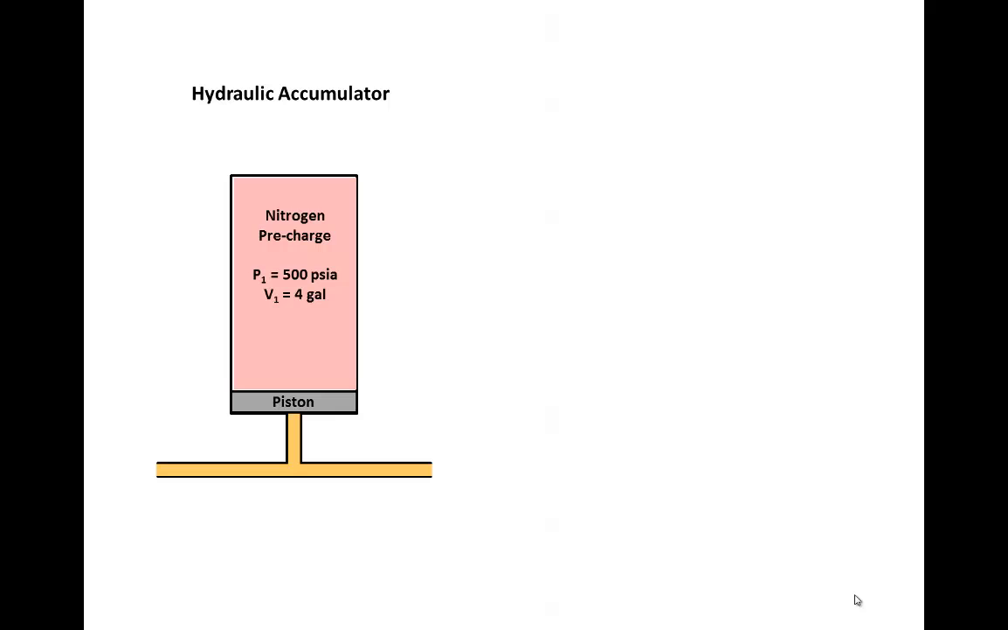There's a nitrogen pre-charge. In this case, let's say it's 500 psi A. Notice I'm giving an absolute pressure here. And it's a 4-gallon accumulator. In other words, the total volume is 4 gallons. And this accumulator is placed in a hydraulic system where there's oil coming from a pump and going out to a circuit.